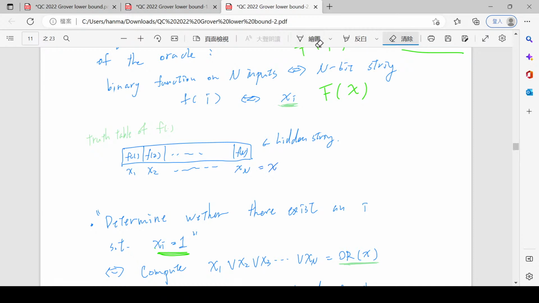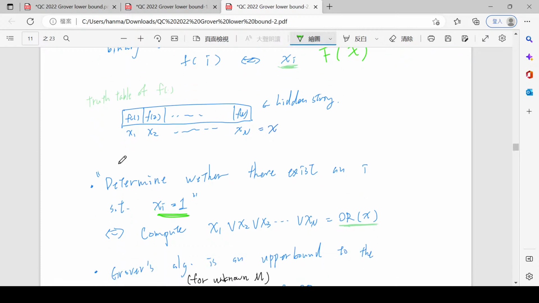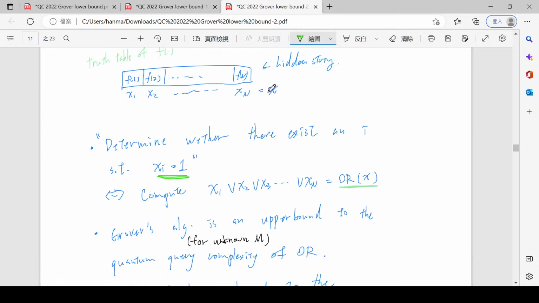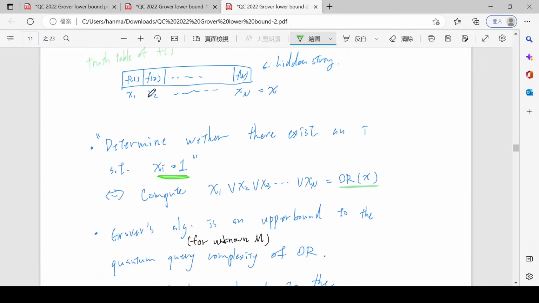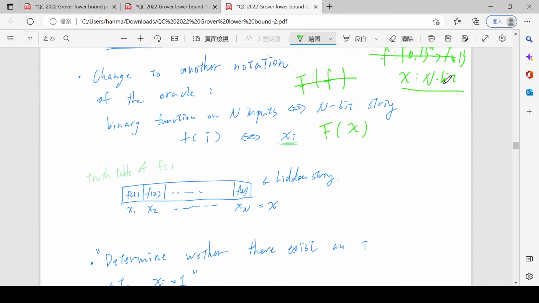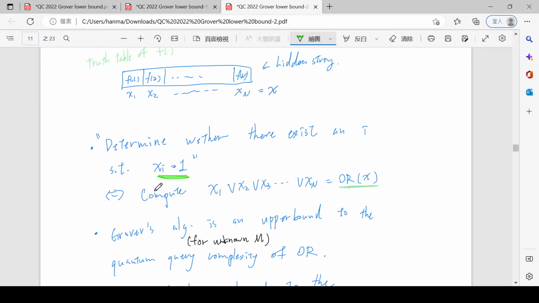And what's the function that computes whether a string has a 1 somewhere? Well, that's just an OR function. If you OR over all those bits, x1, x2, to xN, you get 1 bit, because small f was a binary function. If the string is all 0s, then the OR is 0, and if there is any 1 here, then when you OR through everything, it should be 1.